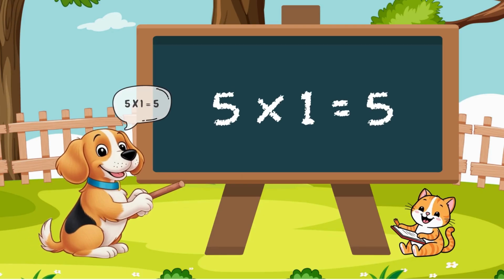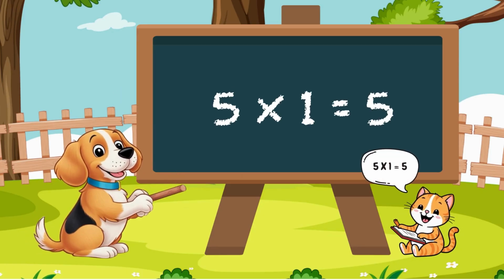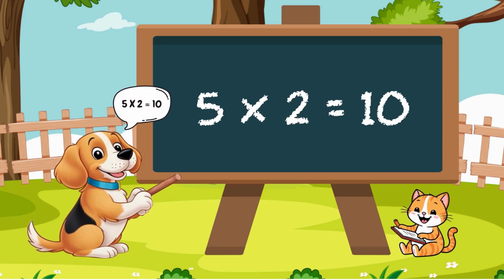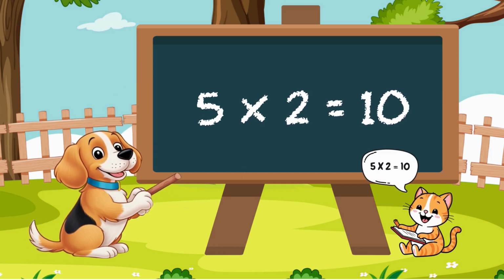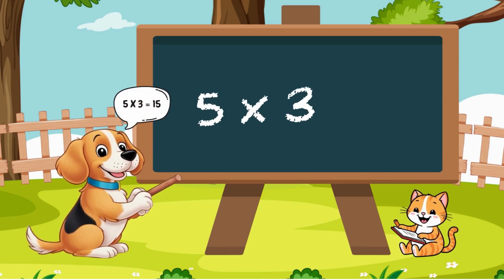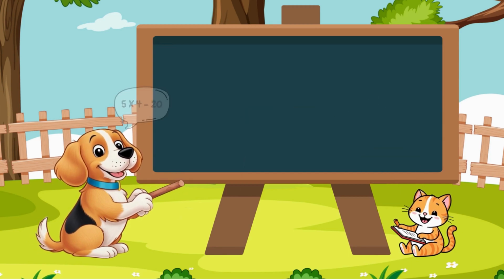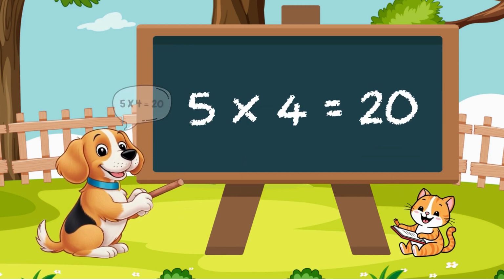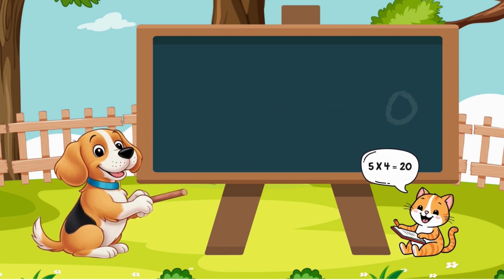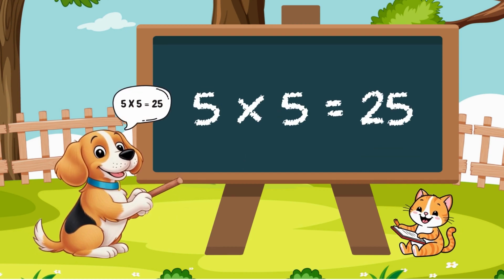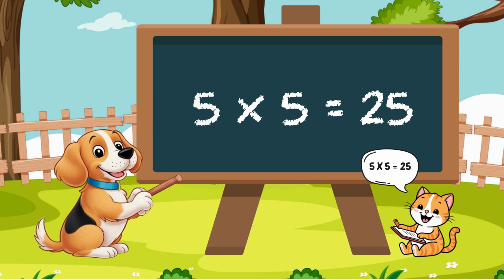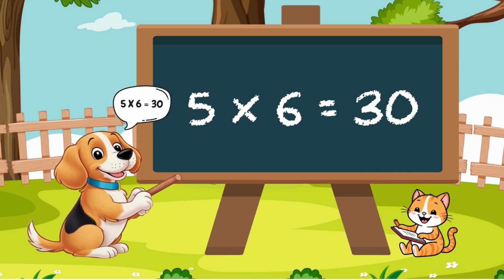One more time. Five ones are five. Five twos are 10. Five threes are 15. Five fours are 20. Five fives are 25. Five sixes are 30.